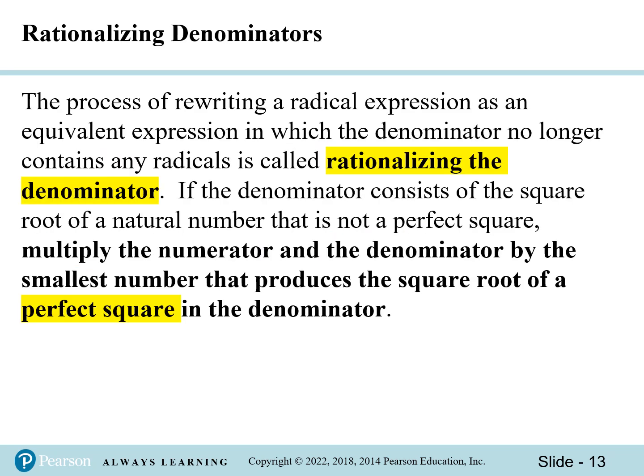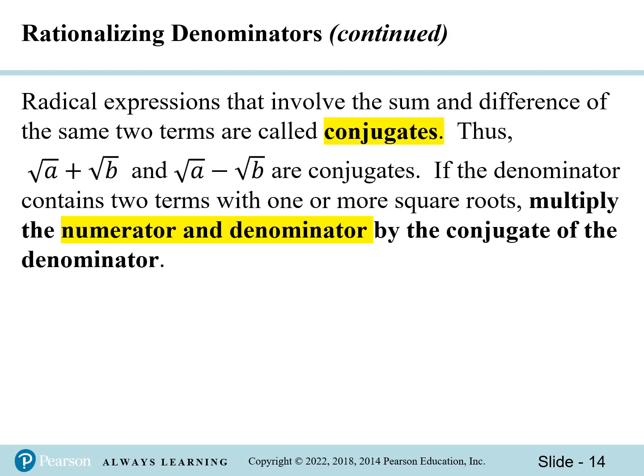Rationalizing the denominator. So let's talk about rationalizing the denominator. If the denominator is a single radical, we do a different process than if the radical in the denominator has 2 terms. So we may have to use conjugates. A conjugate is when this matches this, this matches this, but one is plus and the other is minus. Again, don't forget, anything in yellow has to be filled in.